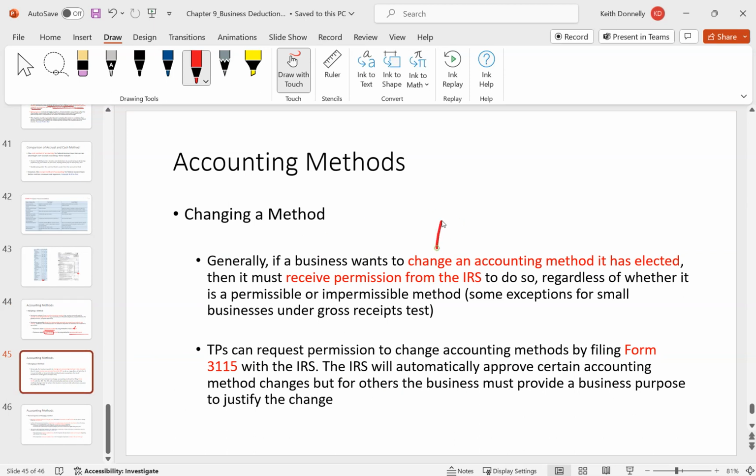And say that you want to change accounting methods, right? You want to go from maybe FIFO to LIFO, or you want to be a cash method taxpayer and change to an accrual method taxpayer. Well, generally, you can't do this willy-nilly. You have to get permission from the IRS to change your accounting method, right? You got to fill out this form 3115, basically giving a reason why you're doing it, a legitimate business purpose to justify it.